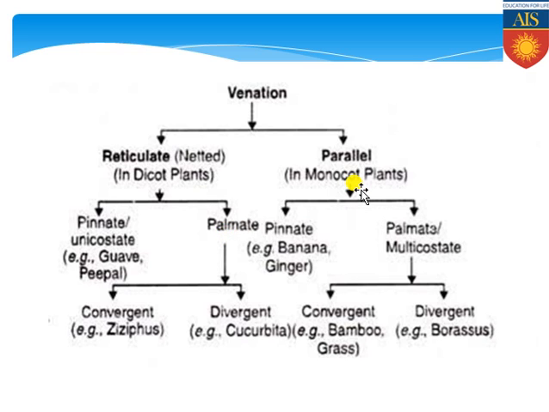If you come to the parallel venation, they are also the same, pinnate and palmate. Pinnate is the single midrib containing leaf with parallel venation, that is pinnate parallel, and if any leaf is containing multiple midribs and then parallel venation, then it is known as multicostate or palmate parallel venation.